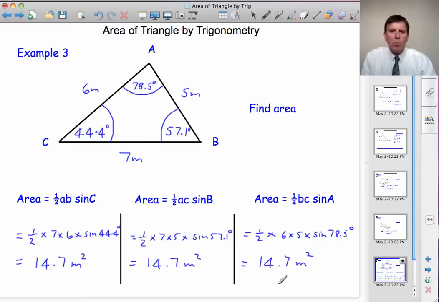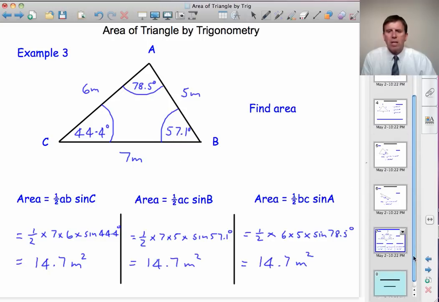And of course, we would expect this triangle to have one area, so whichever way we find it, we should get the same answer. You may have noticed that the three answers differed perhaps in the third decimal place, but that's simply because I've rounded these angles to one decimal place. The more accurate the angles, the more equivalence there would be between the three calculations.